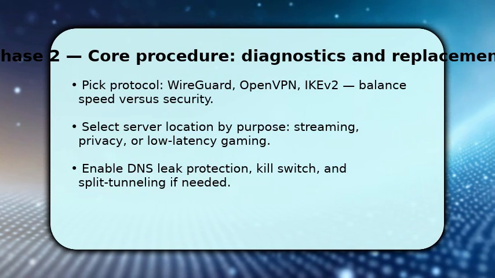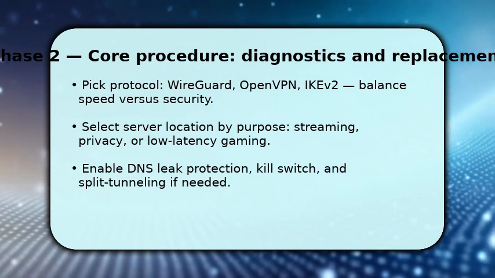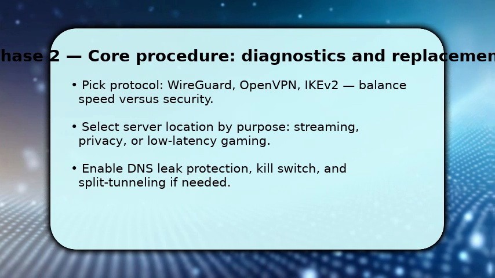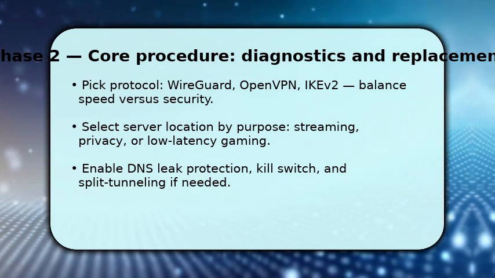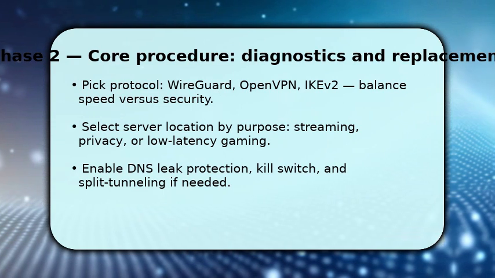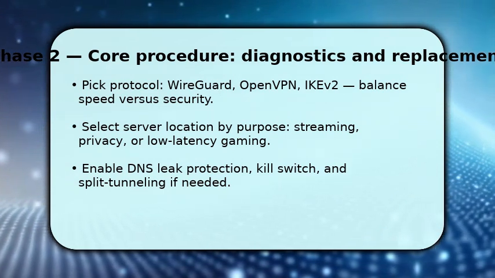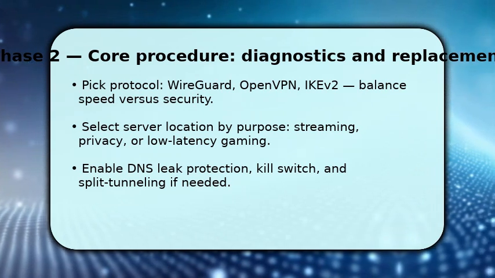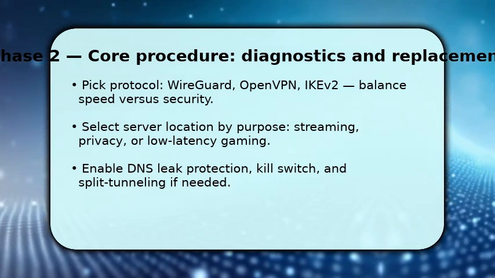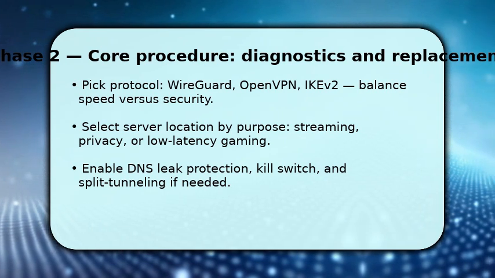Choose a VPN protocol: WireGuard for speed, OpenVPN for compatibility, IKEv2 for mobile stability, and understand the trade-offs between speed versus security. Next, select a server location based on your goal: streaming servers for content, nearby servers for low latency, or privacy-focused countries for anonymity.